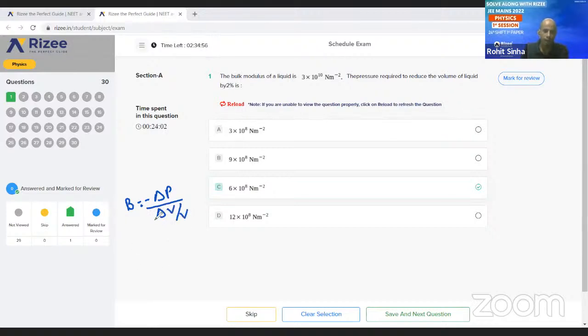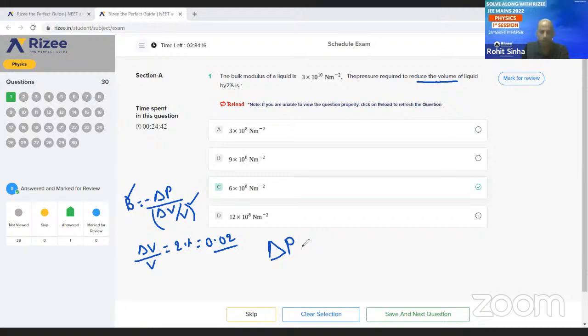Now it is given that the volume reduces by 2%. That means delta V by V is 2%, so we can write it like this, 0.02. Bulk modulus is also given, and delta V by V, the fractional change in volume, is also given. So from these two data, we can find the pressure decrease. Dear friends, take 30 seconds and do this calculation and find the answer.